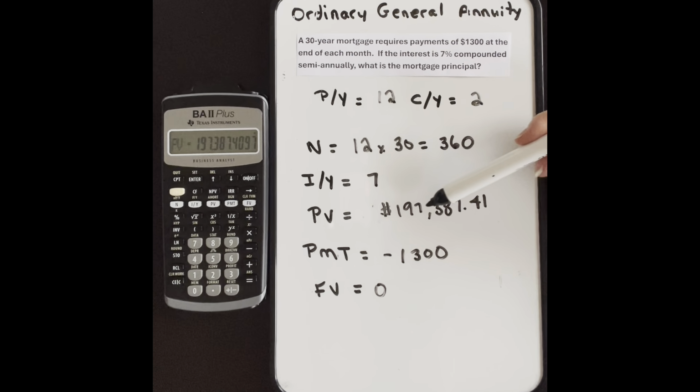And we get $197,387.41, which is the same value we got when we used the formula. However, this was much quicker and easier. So whether you use the formula or the calculator is going to depend on what's required. But if you have a choice, the calculator is going to be your best bet.